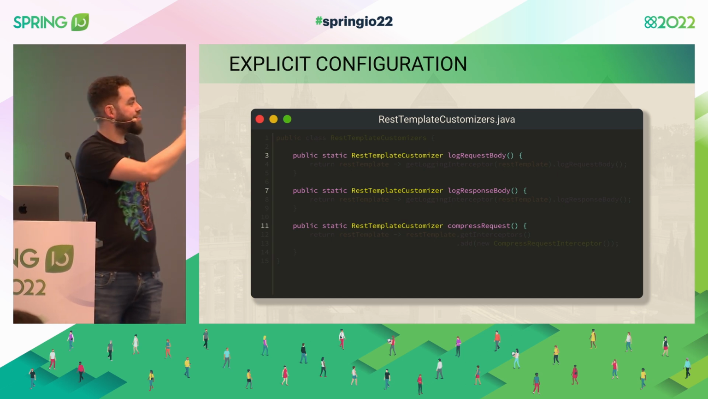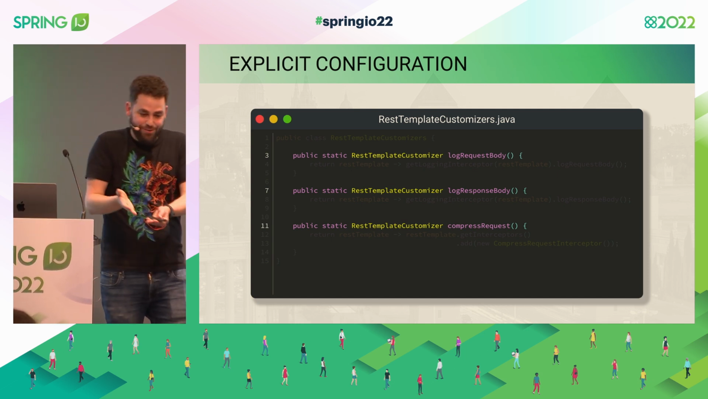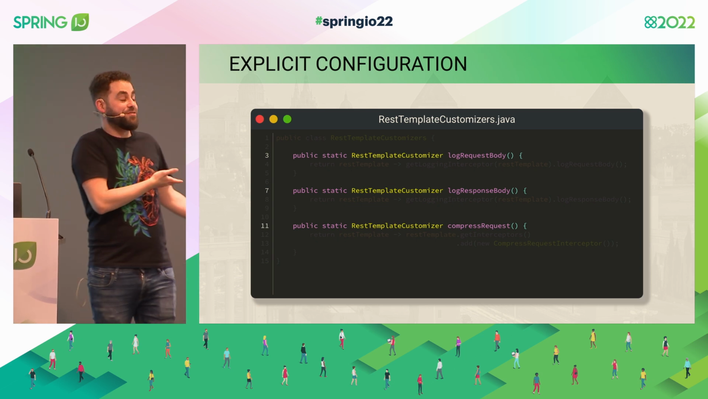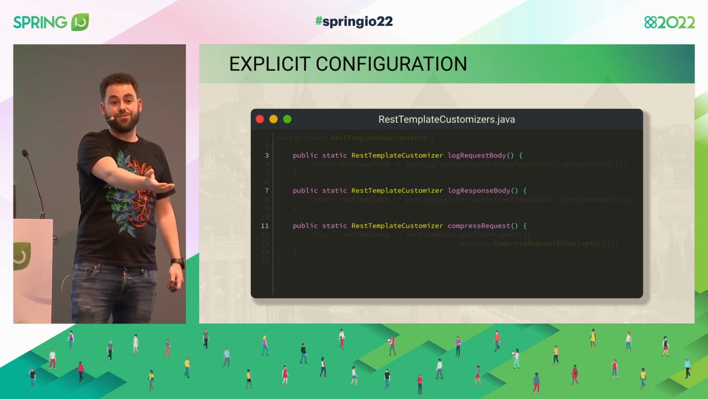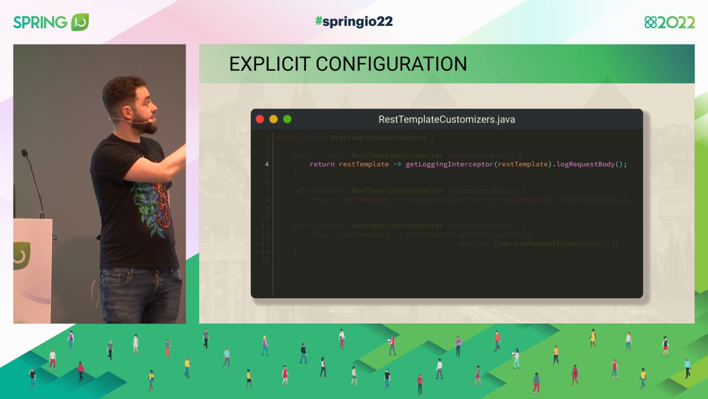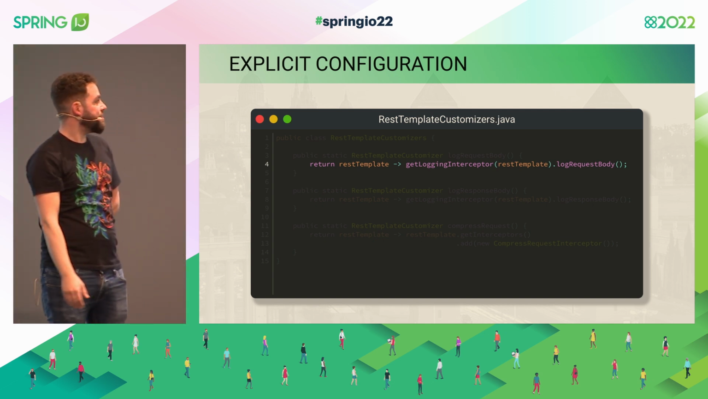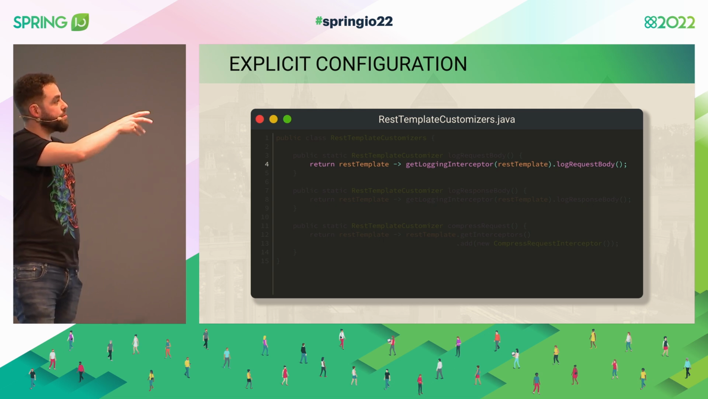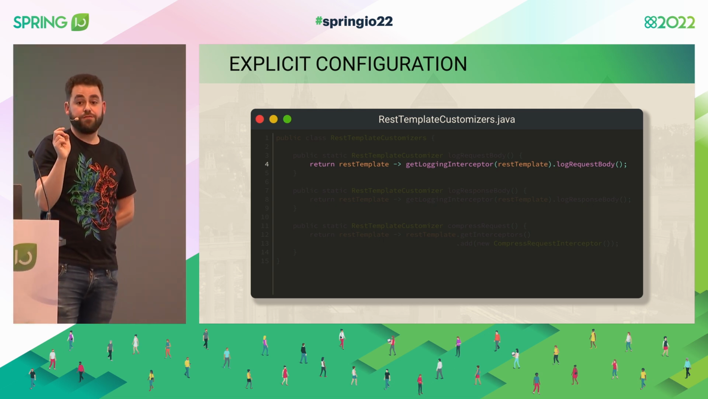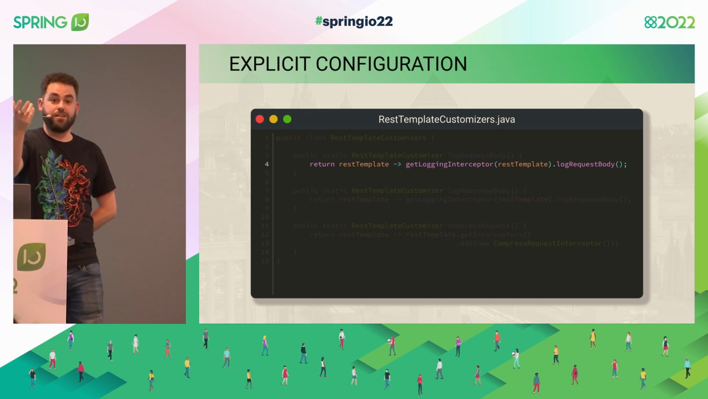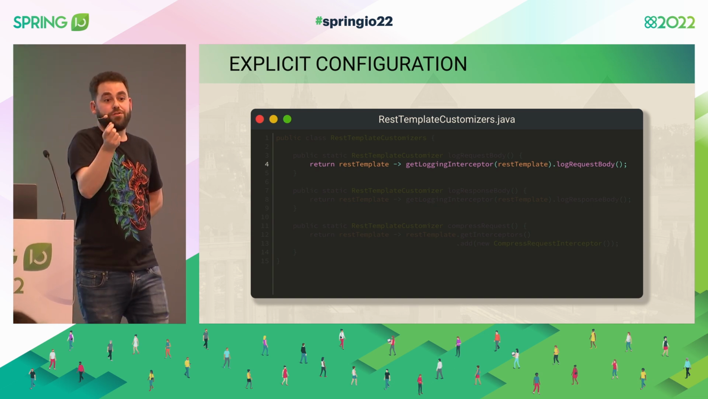So log request body. It means I want, in this particular call, to log the request body because it's not logged by default. Same for response. I can also want to compress the request. And what we can do is even write them directly as lambdas here or whatever. I get the interceptor, for example, and I just set a flag. So by default, the interceptor is created with the flag set to false. And now when I want to log, I set it to true.